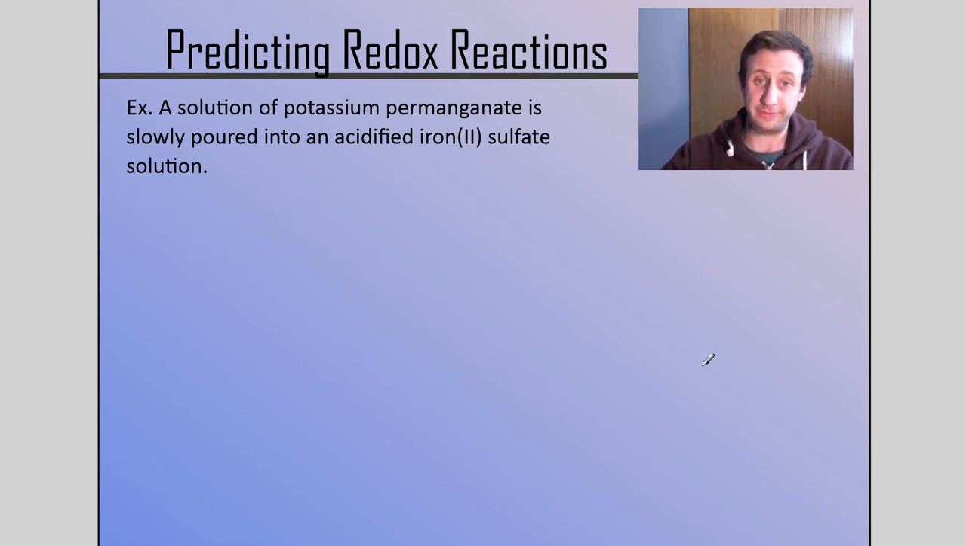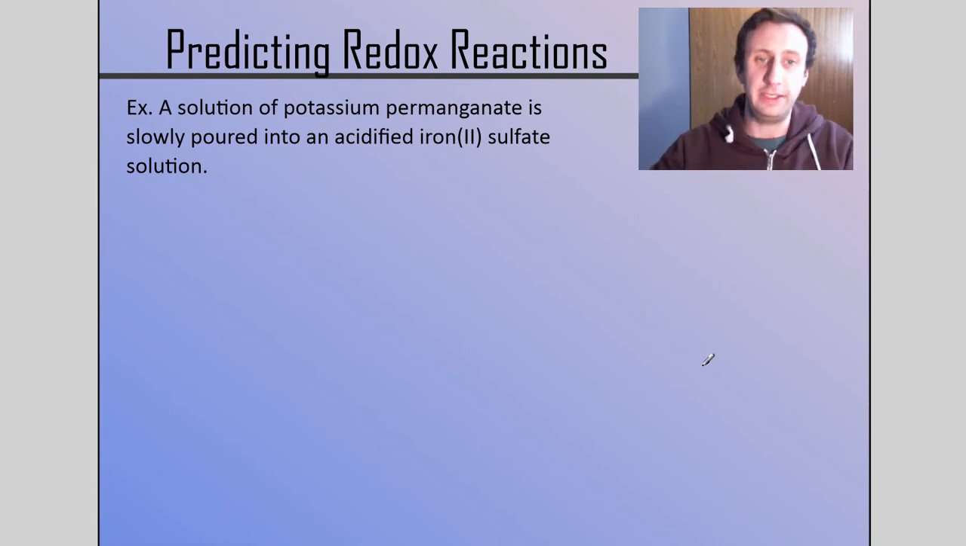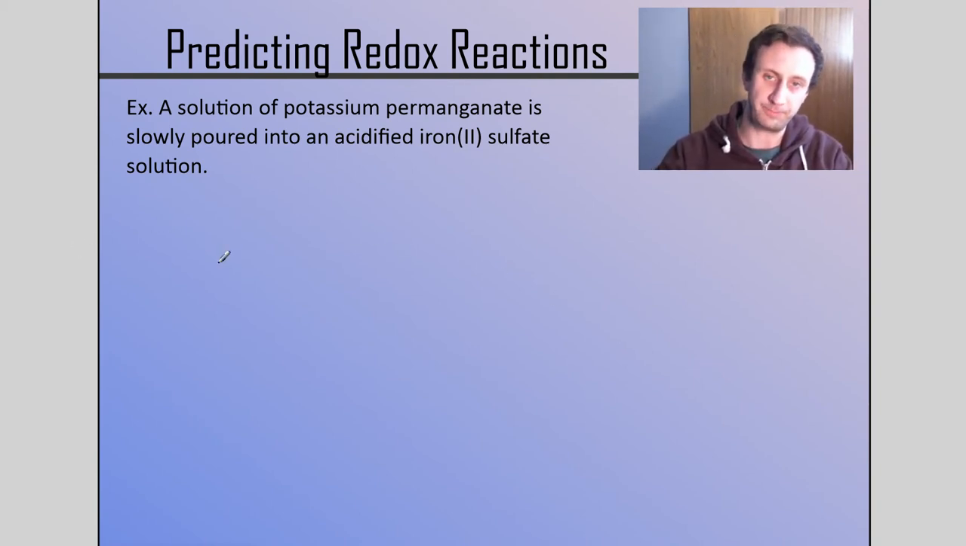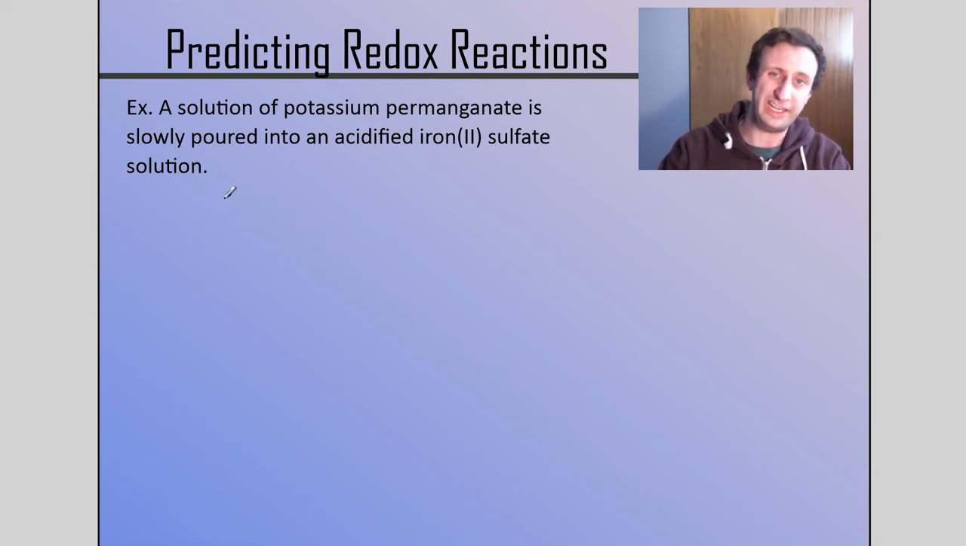Okay, that's a lot. Now, going through examples is where this is going to make sense. So here we go. A solution of potassium permanganate is slowly poured into an acidified iron 2 sulfate solution. So potassium permanganate, I would look at my solubility table, and I don't actually have it on slides here, so you're going to have to look yourself and kind of trust me. But potassium is group 1, and every single thing that's group 1 actually dissolves.